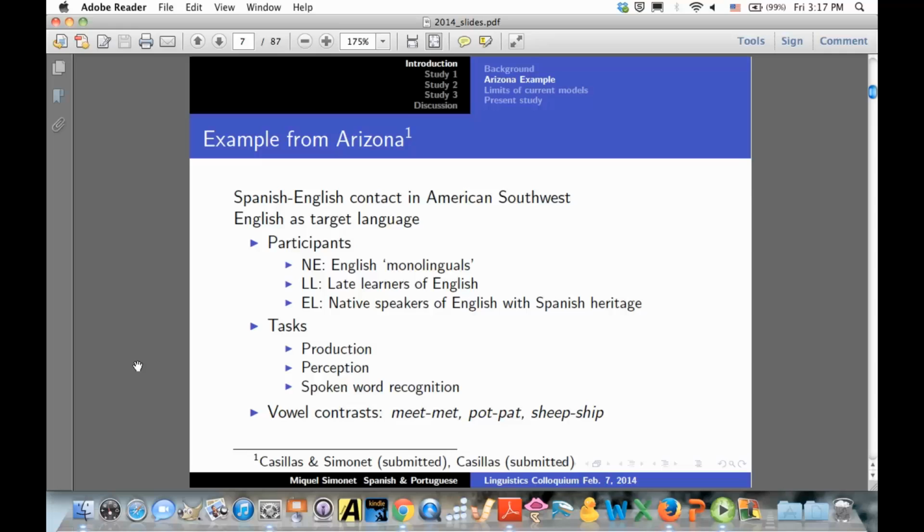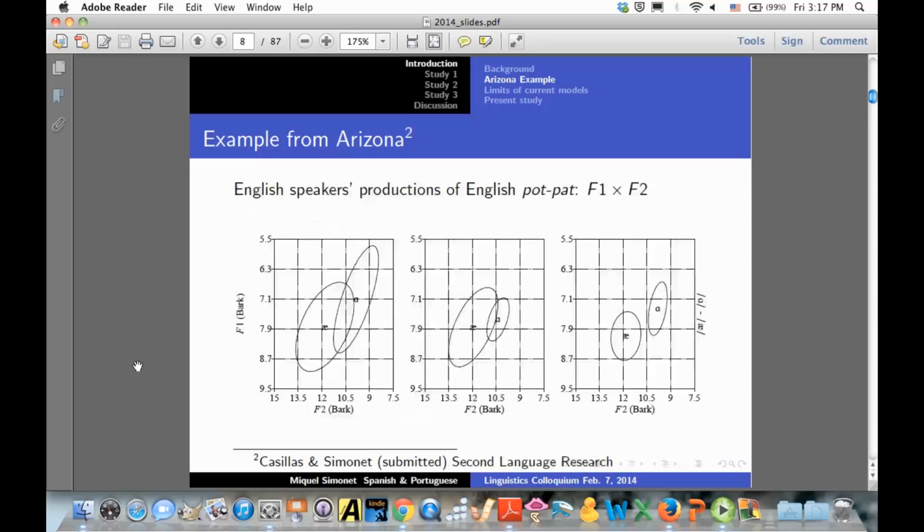First, these are the native speakers of English, the monolingual data, and these are the 2 clouds for pot-pat, separate clouds, different categories, not a problem. These are the late learners, more of a problem. And the speakers of English with Spanish heritage, although they do not speak Spanish, really do not have the same kind of contrast that the others do.